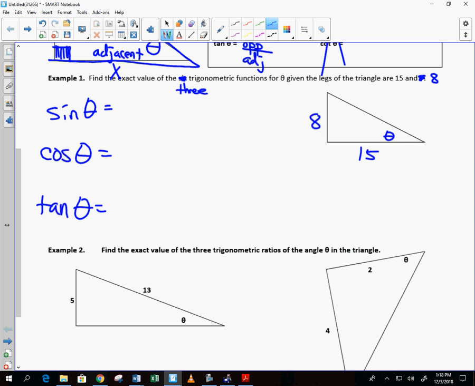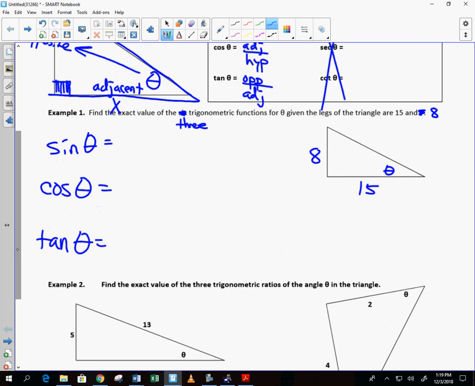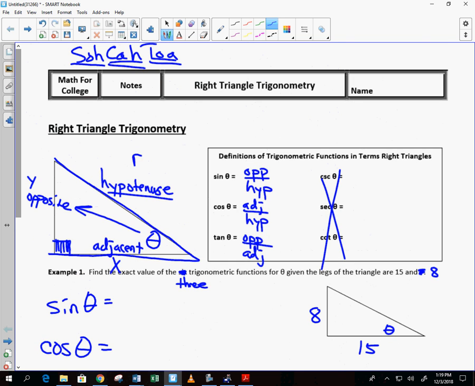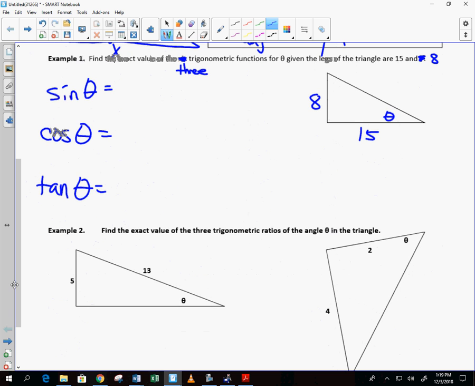One of these we can determine from the picture already. Which one can we already determine? Opposite and adjacent. Tangent. Very good. So we know tangent is the opposite. This side is opposite theta. This side is adjacent to theta. And this is the hypotenuse. So which one is opposite over adjacent? That would be tangent. So tangent is 8 over 15.